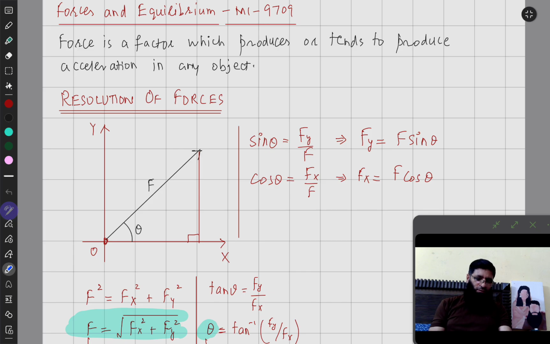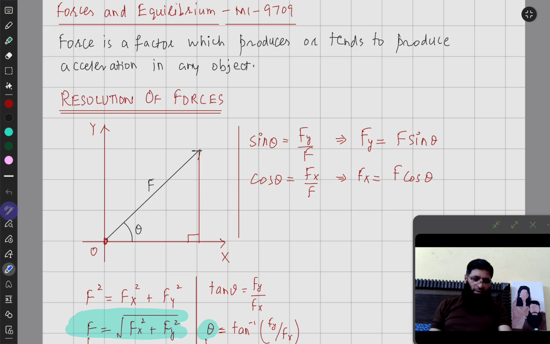Let's start with the definition of force. It is a factor which produces or tends to produce acceleration in any object. Now, if you did not have physics in your O level, no need to worry about the definition because they will never ask you any definition in your paper 4.